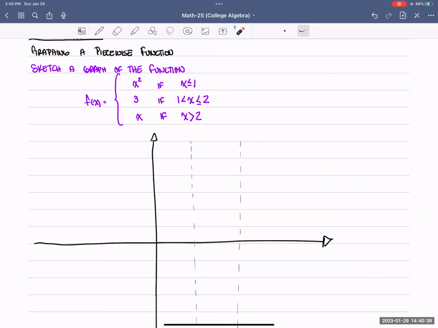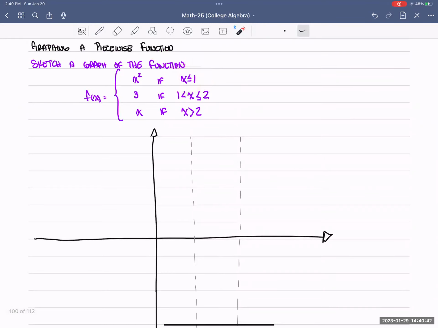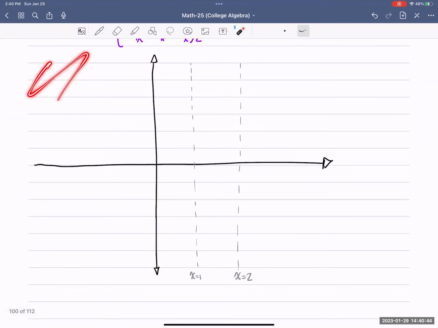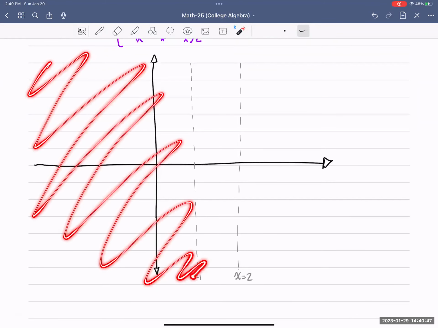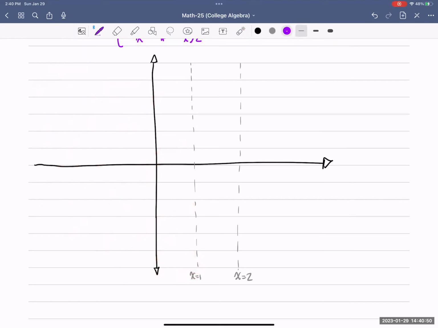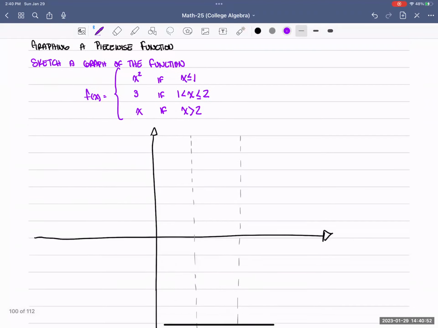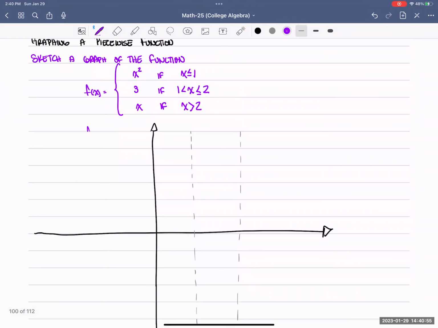So this entire left part for x being less than or equal to 1, we're looking at this entire area right here. All of this is going to be x less than 1. This is all going to be our x squared area. So f of x is equal to x squared. We have this middle area. We're going to call this part f of x is equal to 3. And we have x greater than 2. This is going to be f of x is equal to x.